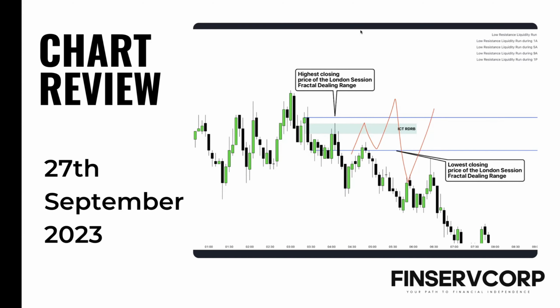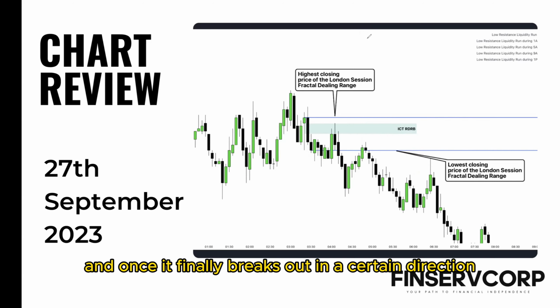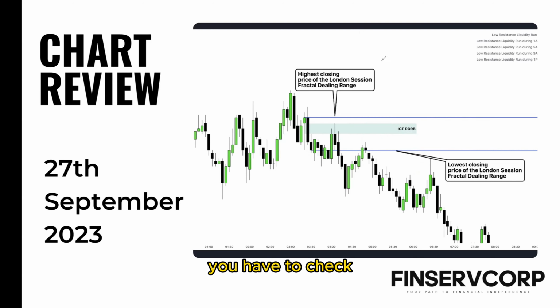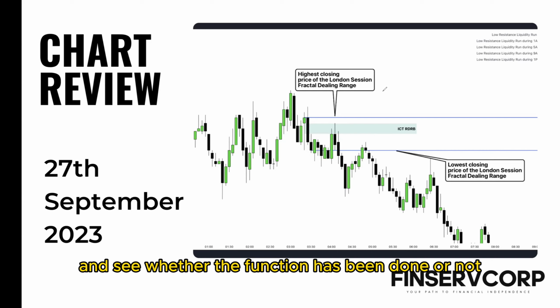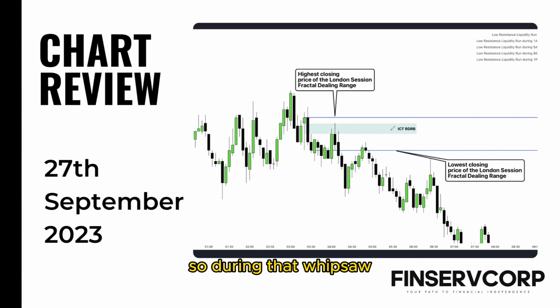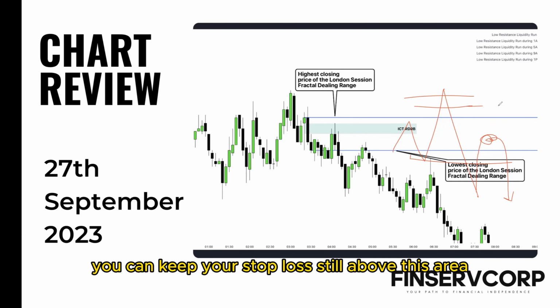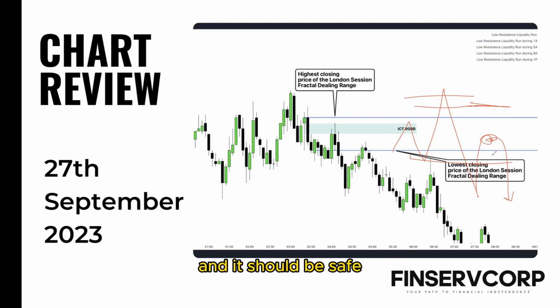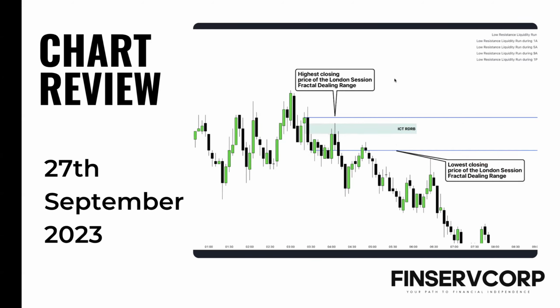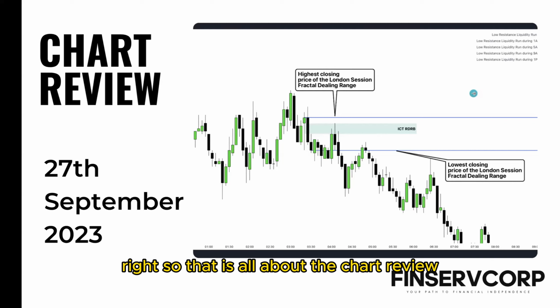Okay, but once it whipsaws and finally breaks out in a certain direction, you have to check whether the function has been executed or not. So during that whipsaw, did price actually hit a level? If so, then follow the bearish breakout, and everything will work out as planned. You can keep your stop loss above this area, and it should be safe because that 80% probability will still work out. Okay, so that is all about the chart review. You're going to be using this information in your backtesting as well.